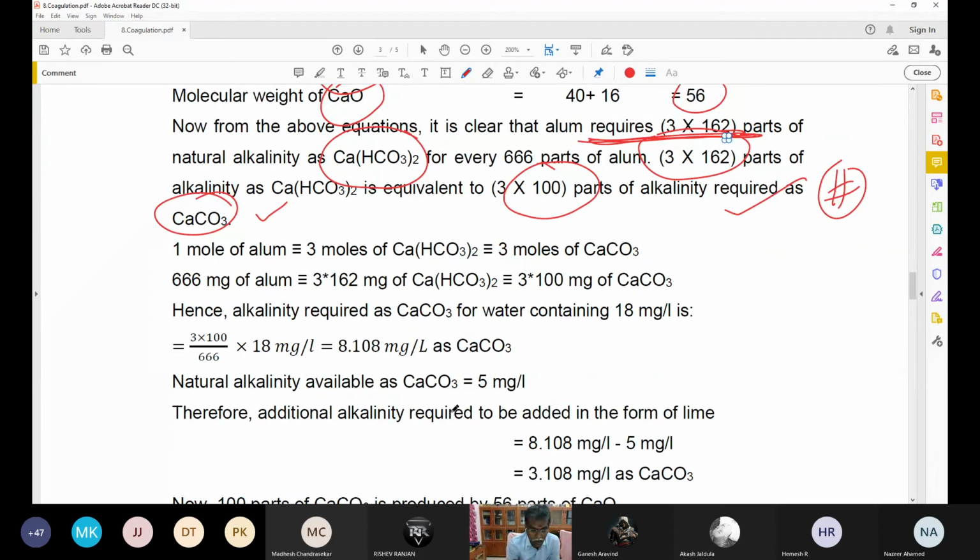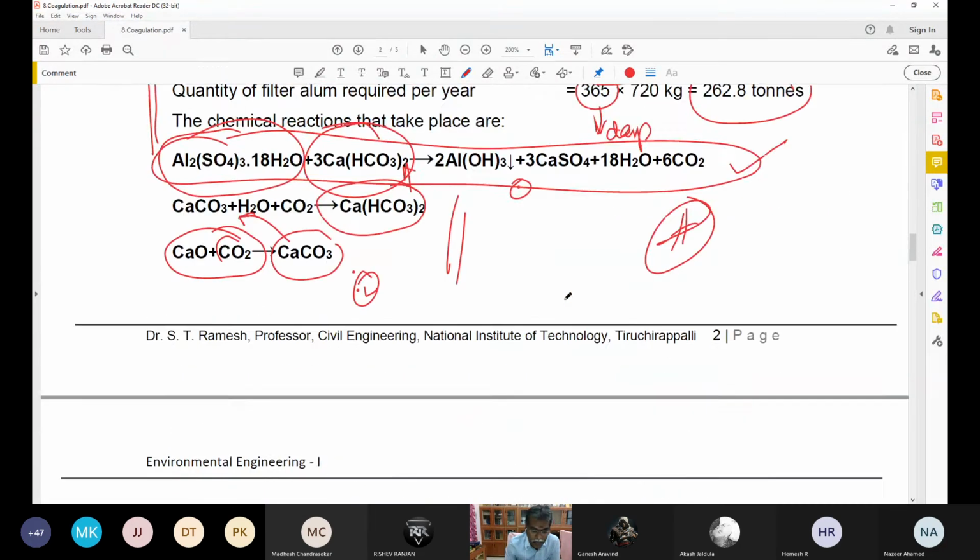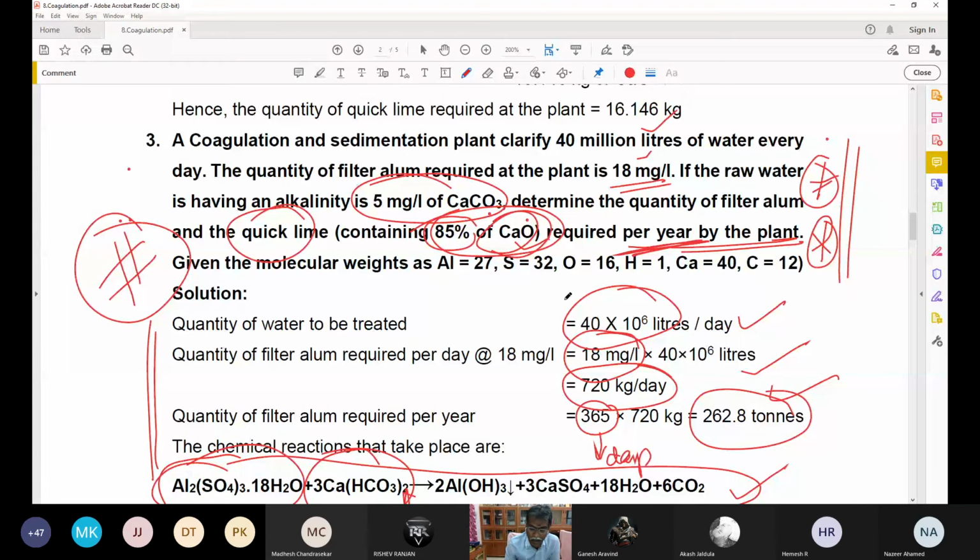Is it fine? Now we look at it: 1 mole of alum is equivalent to 3 moles of calcium bicarbonate, which is again equivalent to 3 moles of calcium carbonate. By molecular weight, 666 milligram of alum is equivalent to 3 into 162 milligram of calcium bicarbonate, which is again equivalent to 3 into 100 milligram of calcium carbonate. Now we can directly convert, because the alkalinity is mentioned in the problem in terms of calcium carbonate. Please make a note of this; it is important. You have to read the problem carefully. If it is mentioned as calcium carbonate, take it as calcium carbonate.